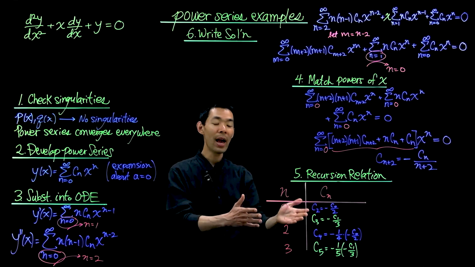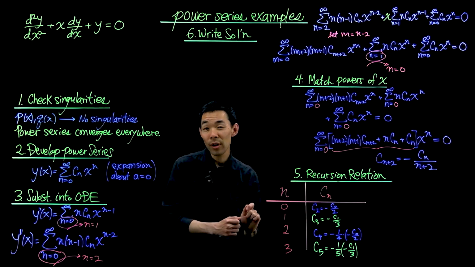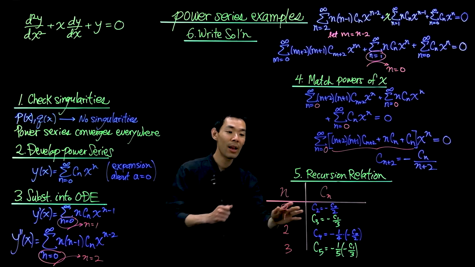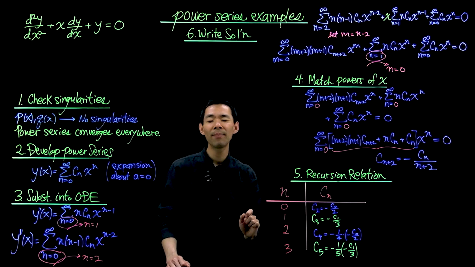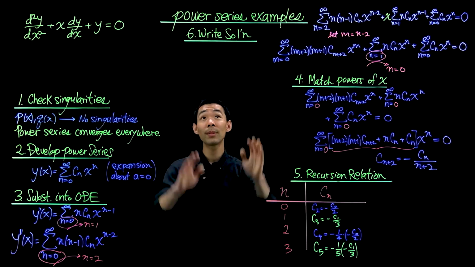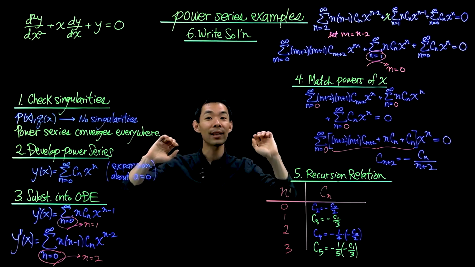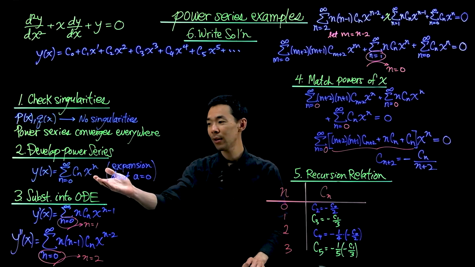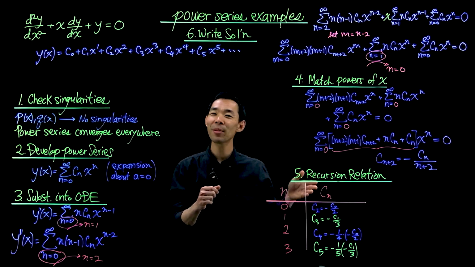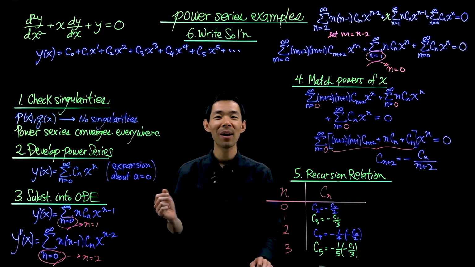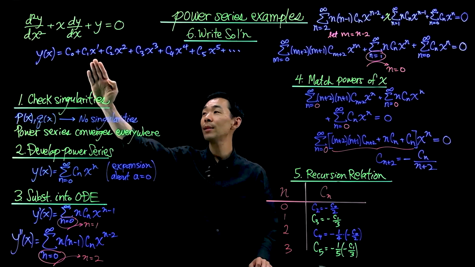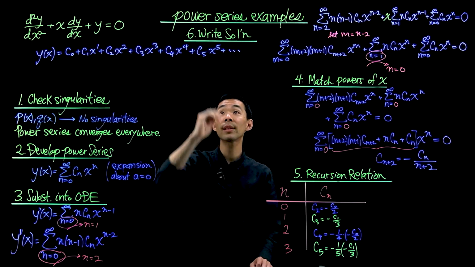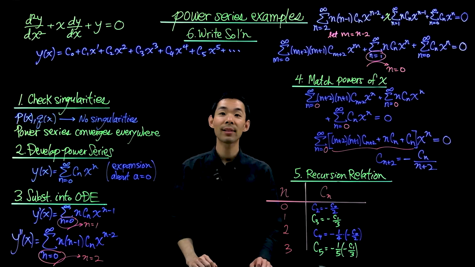OK, so now that we have these entries, you could try to figure out a pattern, like we did in the previous example, and write a general form for even and odd. But for now, let's just collect the like terms and write down our final solution, step number 6. So our final power series solution right here is literally a sum of a bunch of polynomials, each weighted by some c sub n. So c0, c1 x, c2 x squared, blah, blah, blah, all the way to, in this case, c sub 5, x to the 5th.